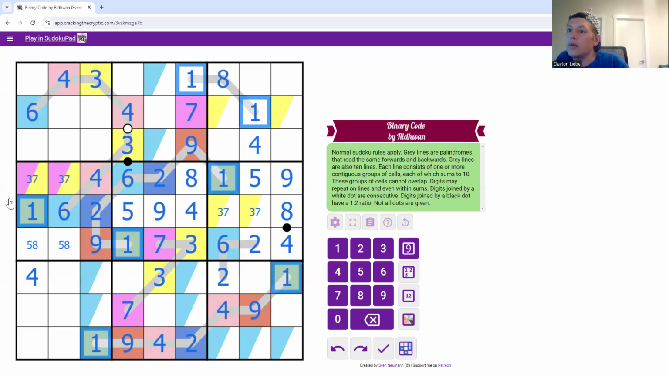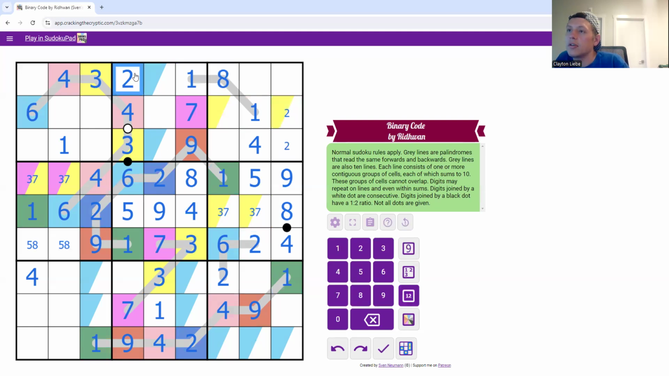1, 1, 1, 1. So we get a 1. 1, 2, 3, 4, 5, 6, 7, 8. We need one more 1, and it's in the middle. All the 1s are done. This is a 2 by Sudoku. 2 is in one of these spots. 2 is in one of these spots, and 2 is in one of these spots.